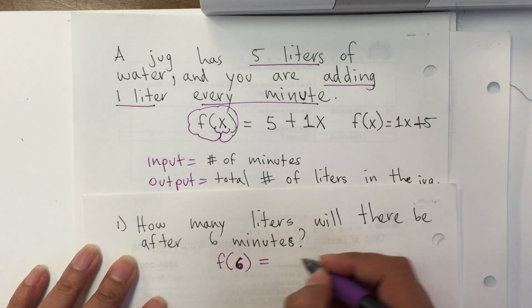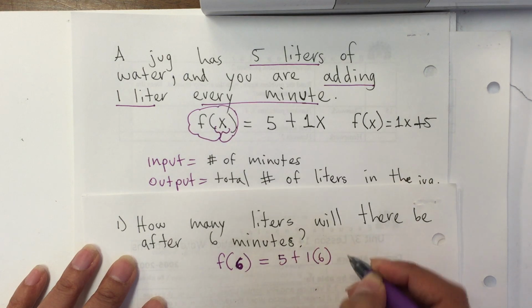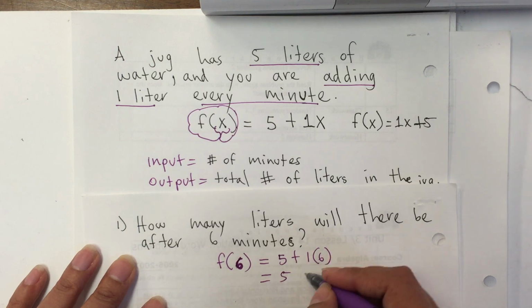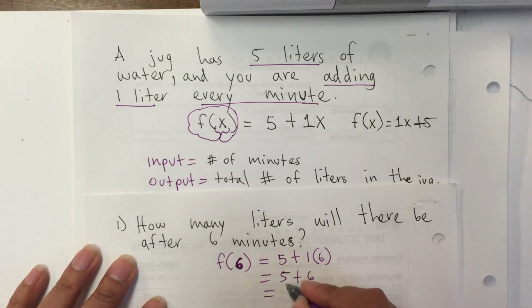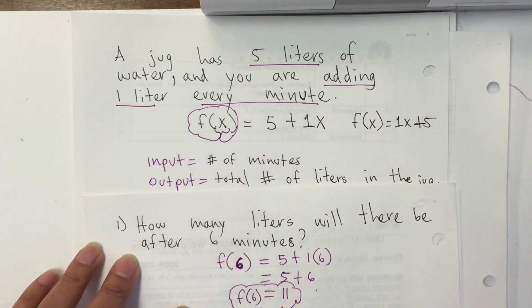So f of 6 equals 5 plus 1 times 6. Again, you can use either one, you will get the same answer. It's the 5 that it had before plus the 1 for every minute. For 6 minutes, it's a total of 6 liters more, and so that's 11. So f of 6 equals 11. It means the total number of liters I get after 6 minutes is 11.